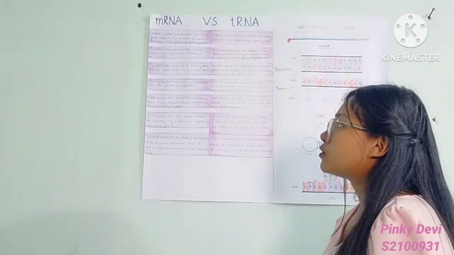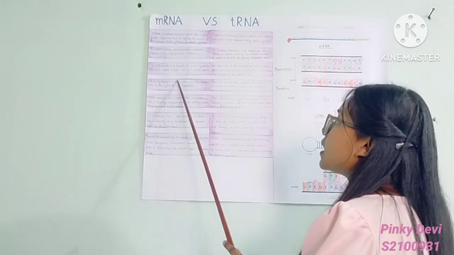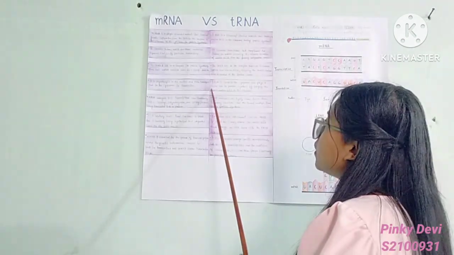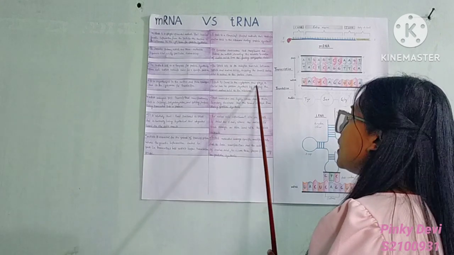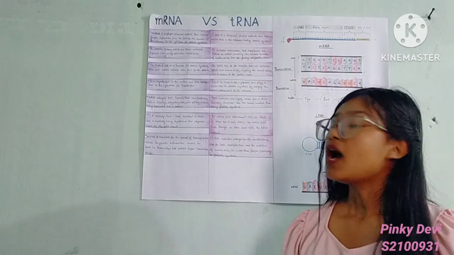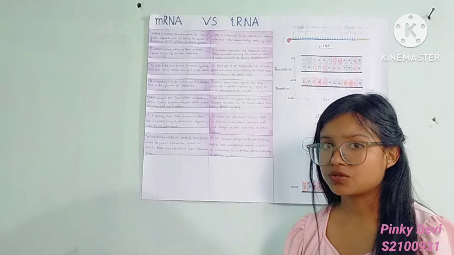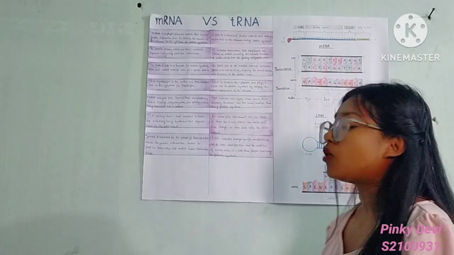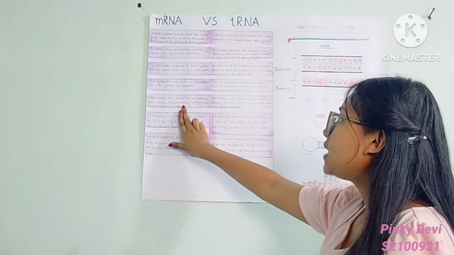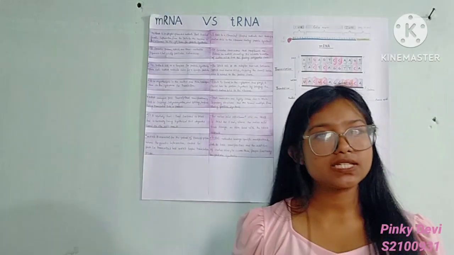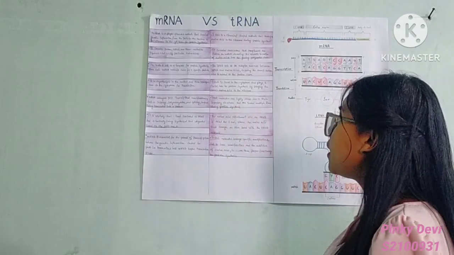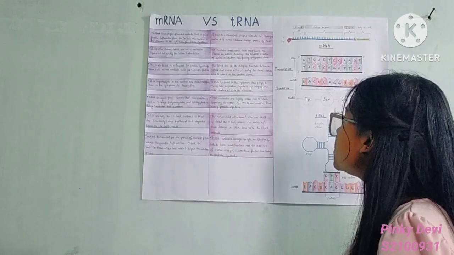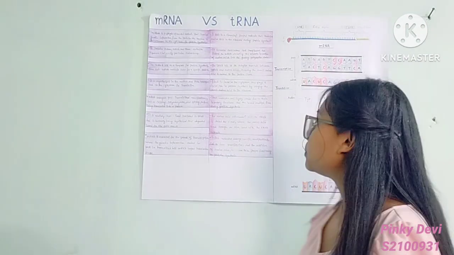So the fourth point is mRNA is synthesized in the nucleus and then transported to the cytoplasm for translation. tRNA is found in the cytoplasm and it plays a crucial role in protein synthesis by bringing the correct amino acid to the ribosome. mRNA undergoes post-transcriptional modifications such as capping, polyadenylation and splicing before being translated into a protein. And tRNA molecules are highly stable due to their secondary structures and are reused multiple times during protein synthesis.